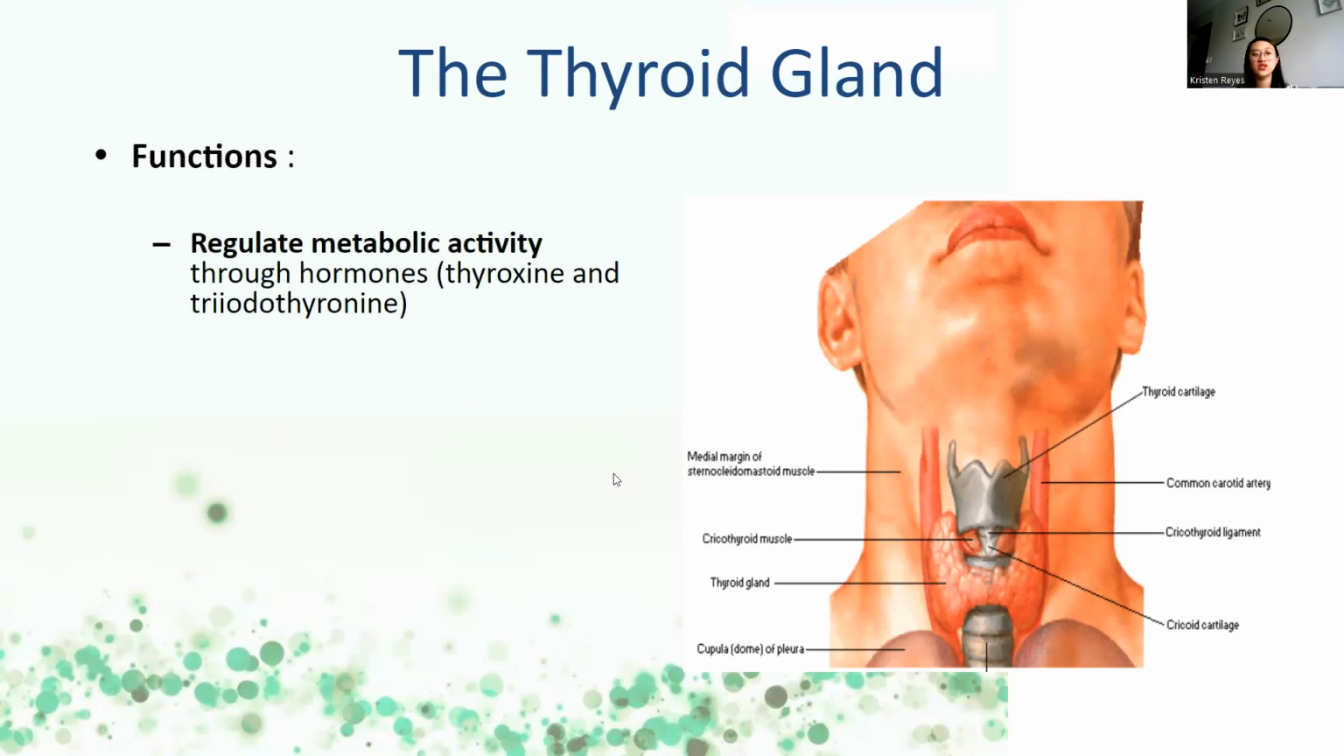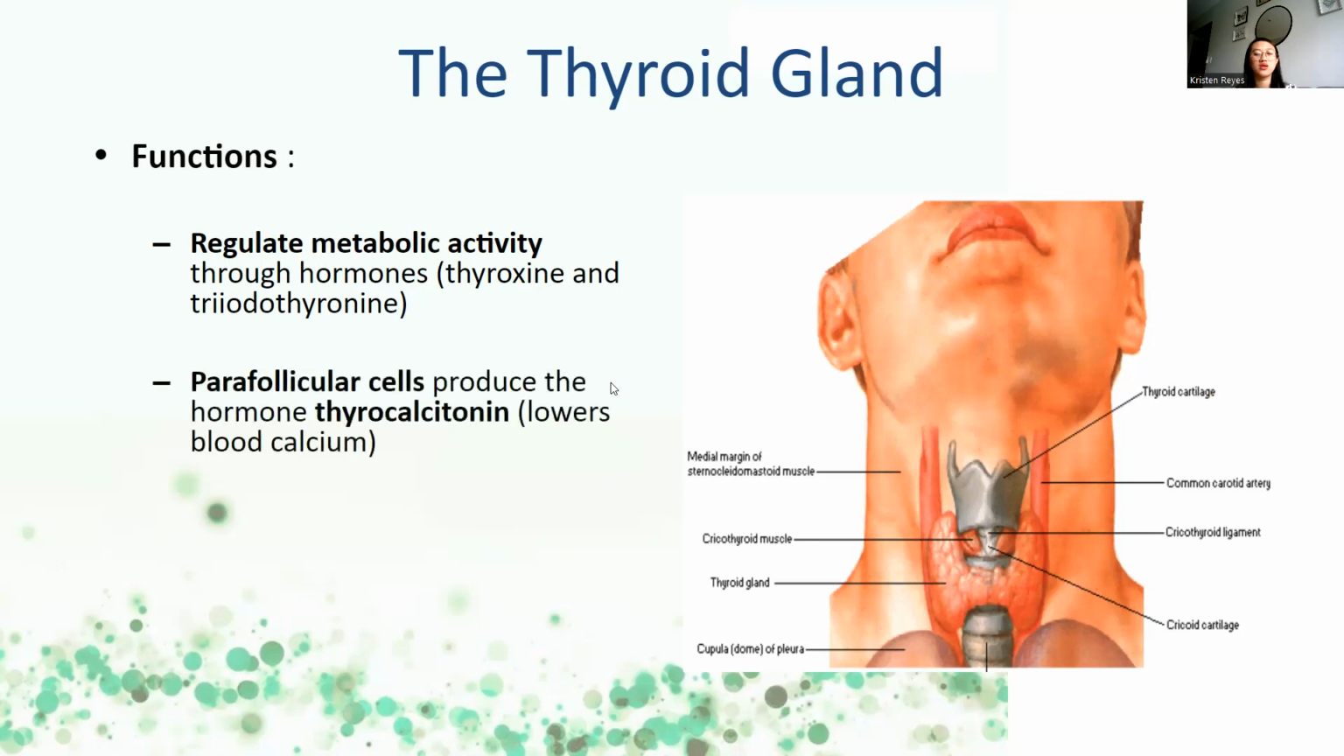So what's the function of the thyroid gland? Regulates metabolic activity through your thyroid hormones, the thyroxine and triiodothyronine. You also have parafollicular cells in the thyroid gland which produce calcitonin. So the function of calcitonin, which is a hormone, it lowers calcium in the blood. Okay.